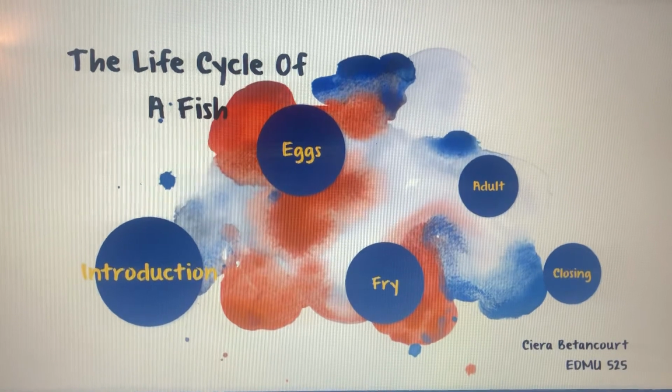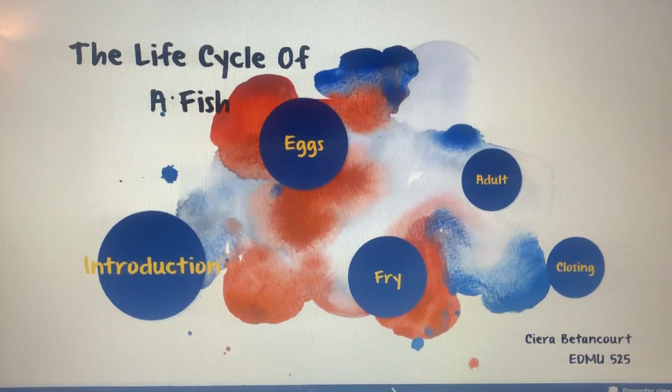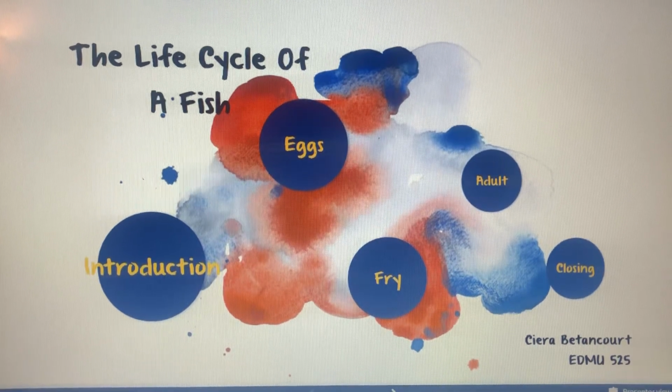Now think about how it became an adult fish. Now take out your science journals and write a couple sentences about what you've seen and describe how you think a fish becomes an adult fish.